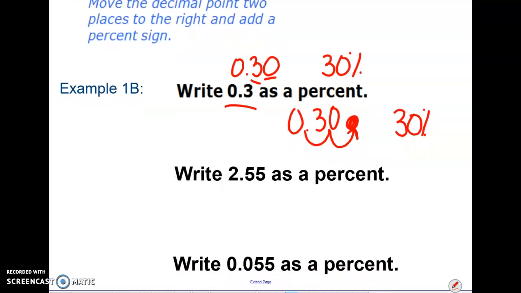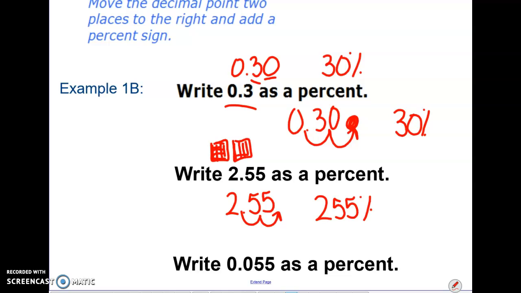The second one, writing 2 and 55 hundredths as a percent. Once again, 2 and 55 hundredths. I'm going to move it 2 places to the right. So that would be 255%. If we thought of yesterday with our drawing, those two wholes would each have 100 hundredths in them. So that would be those two wholes. That 55% may look like that right there. So 2 and 55 hundredths is the same as 255%.